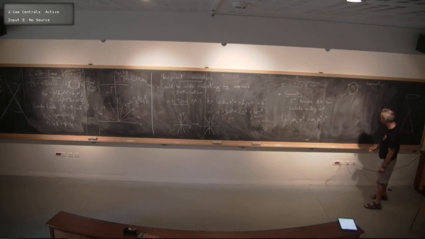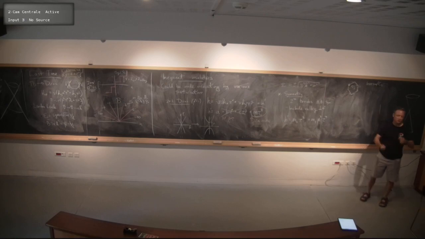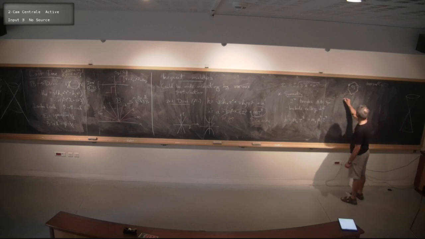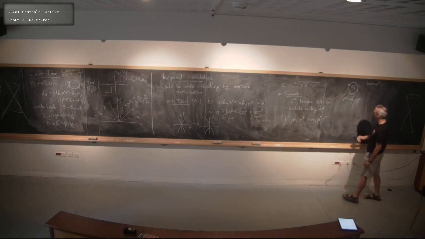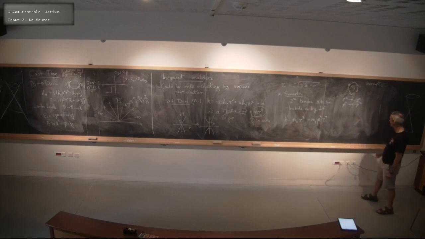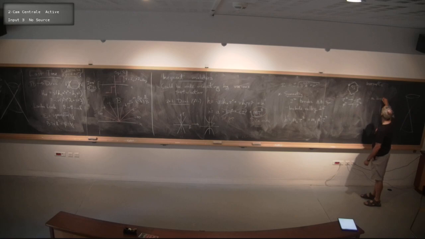But this inversion also interchanges the valleys because it takes k to minus k. So under this symmetry, we have tau z goes to minus tau z because it changes the sublattices, and it also changes the valleys. So you can see that M0 breaks this, but M1 does not.